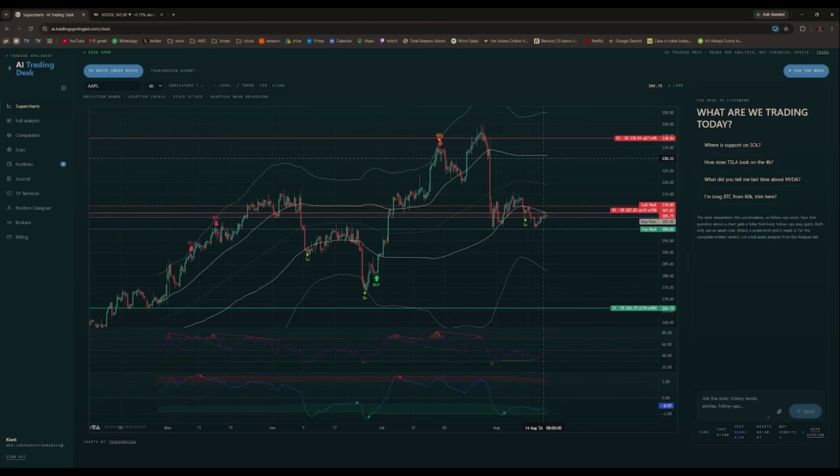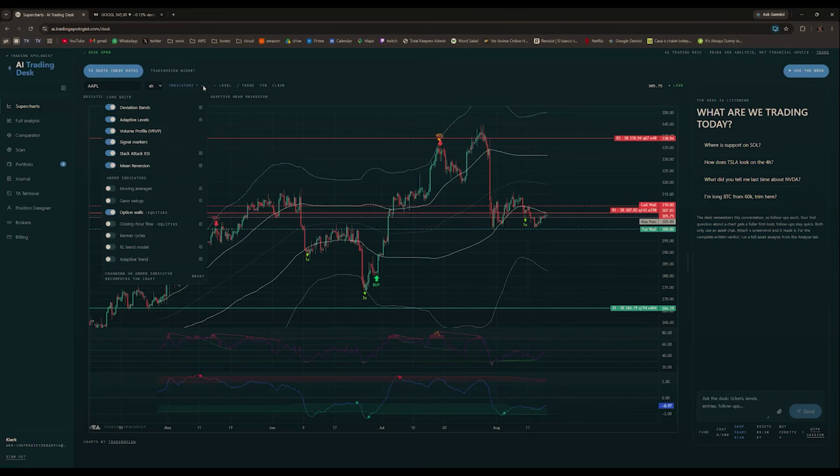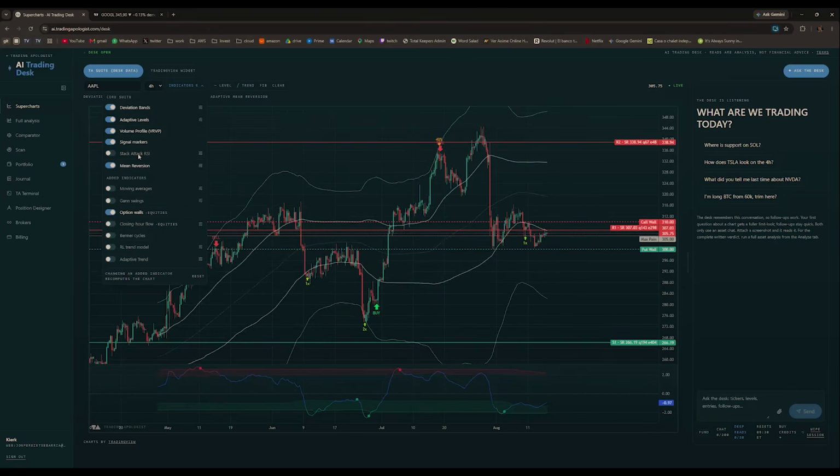So by default, you are on the super chart selection. You will see that you have your own indicators, deviation bands, adaptive levels, BRPT. So obviously you get that anywhere. You can take off the signal markers, put them on. You have stack attack, AMR, right?